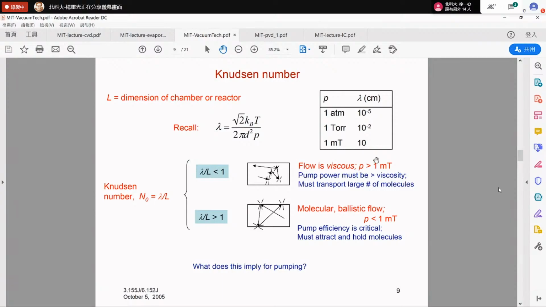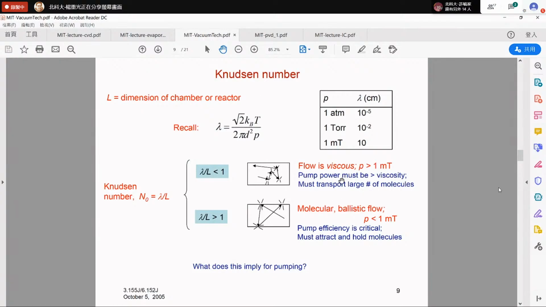And this is something where the vacuum pressure is larger than 1 millitorr. So when the pressure is larger than 1 millitorr, the gas flow is viscous. You need to memorize this line. This is very, very important.